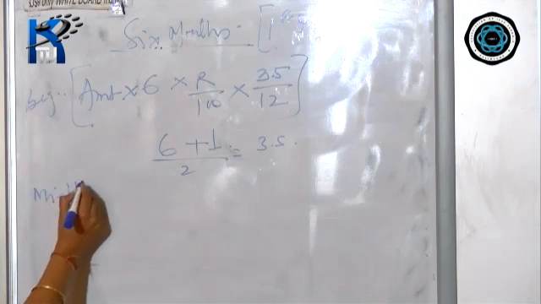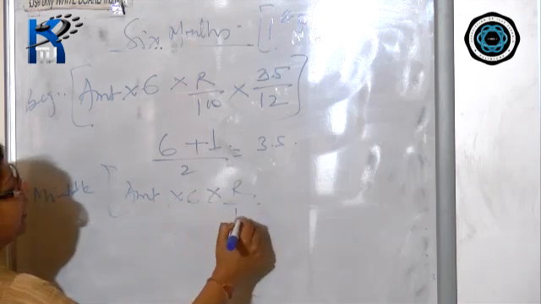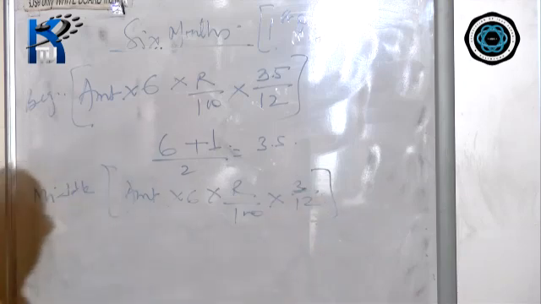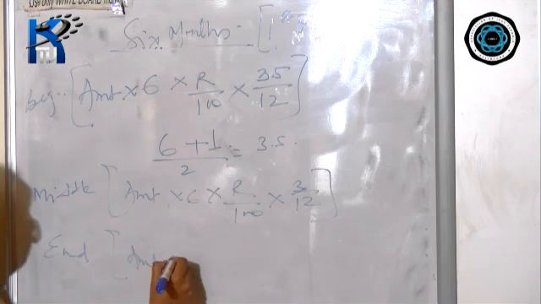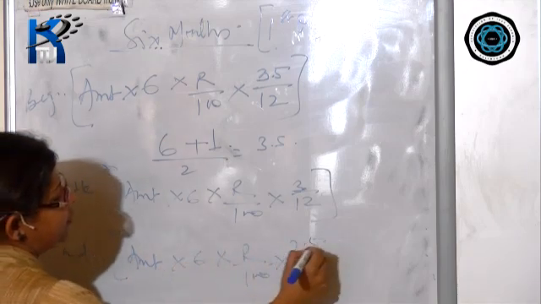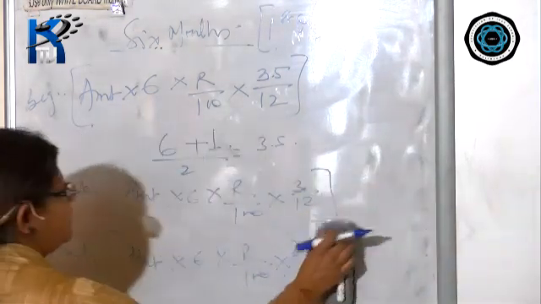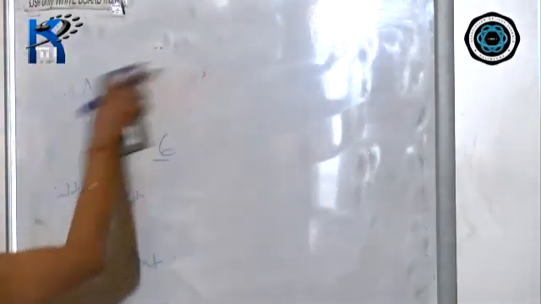Middle of every month, it would be amount into 6 into rate upon 100 into 3 by 12. And end of every month for 6 months would be amount into 6 into rate upon 100 into 2.5 by 12. This is for 6 monthly basis. Now for quarterly, there are 4 quarters in a year. Each quarter comprises of 3 months.